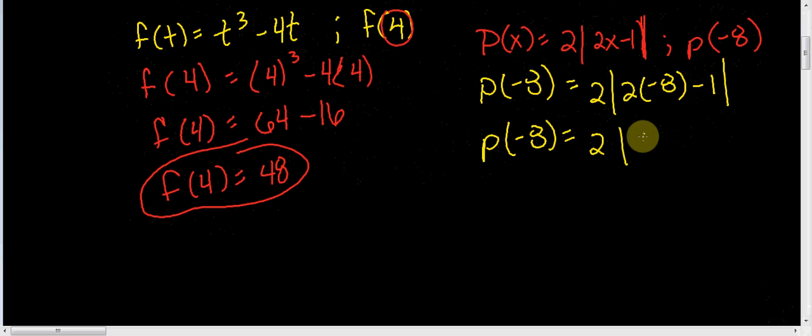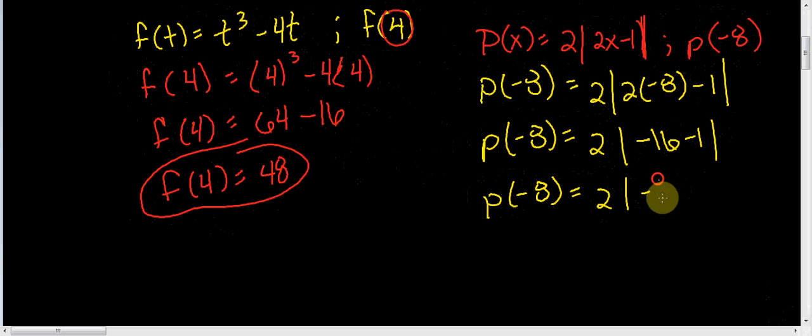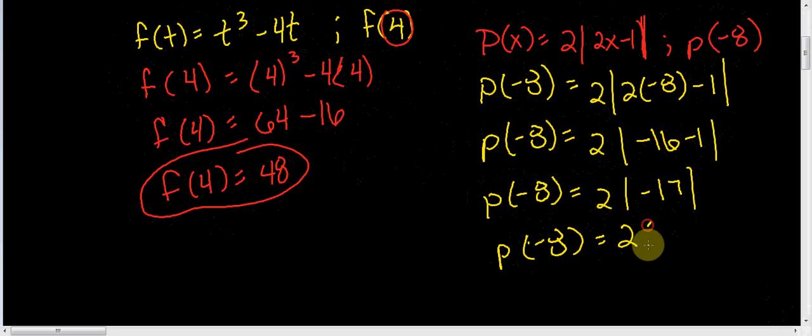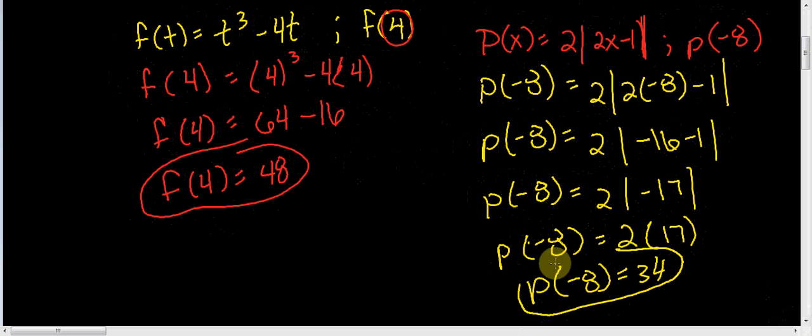They're a grouping symbol just like parentheses. So I work inside and I get negative 16 minus 1. And that becomes negative 17. And then we have to remember that absolute value makes whatever inside of it positive, so that becomes a positive 17. And so p of negative 8 is equal to 34. So my function evaluated at that value is 34.